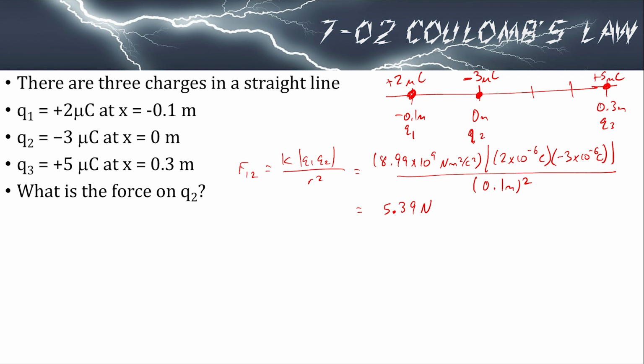But which way is it going? Well, Q1 is positive, Q2 is negative, so they're going to attract. That would pull Q2 to the left, which I'll call negative, because it's attracted to the positive Q1. So Q1 is attracting Q2 towards the left. That is why I made it negative.